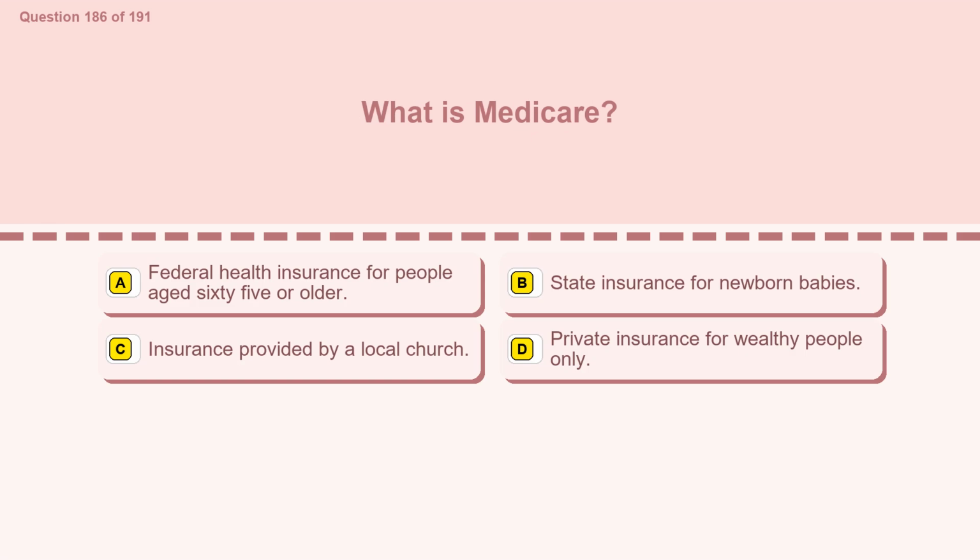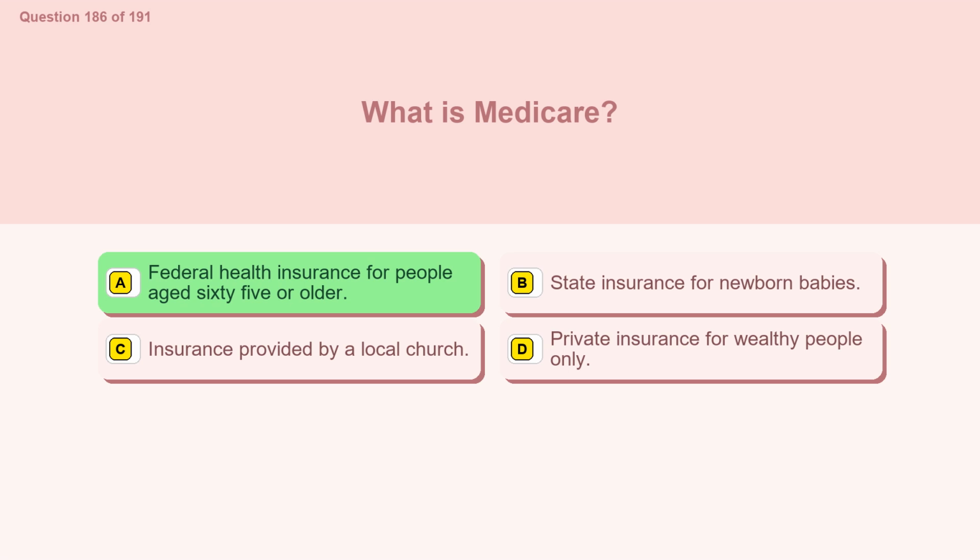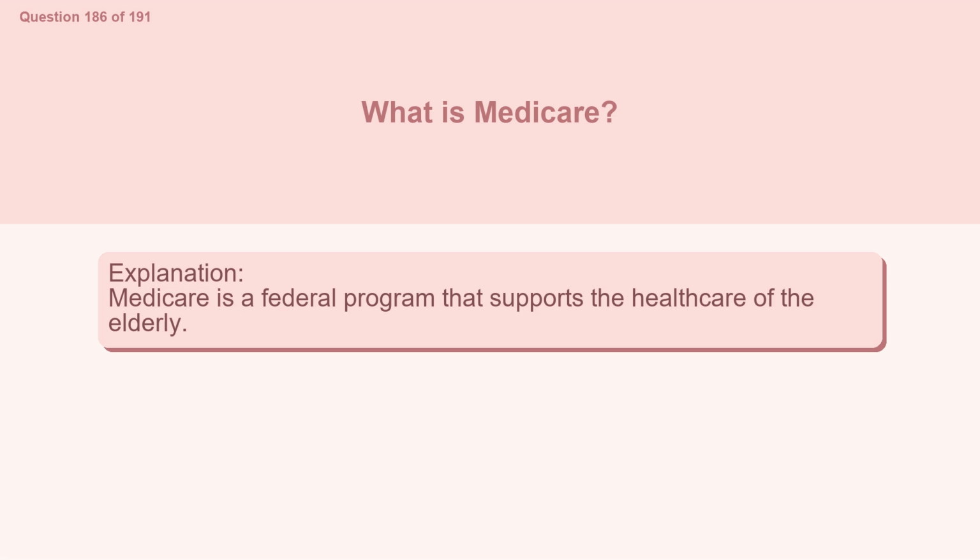Question 186. What is Medicare? Option A, federal health insurance for people aged 65 or older. Option B, state insurance for newborn babies. Option C, insurance provided by a local church. Option D, private insurance for wealthy people only. The correct answer is option A, federal health insurance for people aged 65 or older. Medicare is a federal program that supports the healthcare of the elderly.